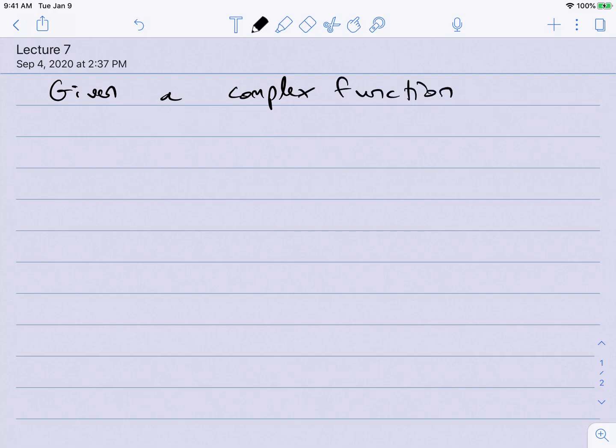All right, so in the last lecture, we defined limits of complex functions, and now that we have limits, we can talk about the next obvious thing, which is derivatives. So given a complex function f with some domain G, which lands in C, and remember G is just some subset of C.